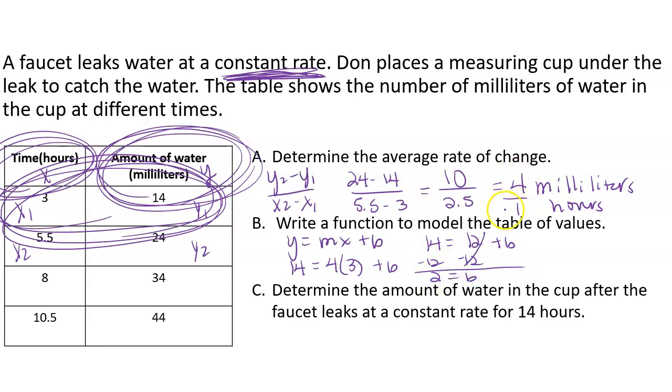So my m is 4. My rate of change is 4. My initial value is 2. So my function would be y equals 4x plus 2.